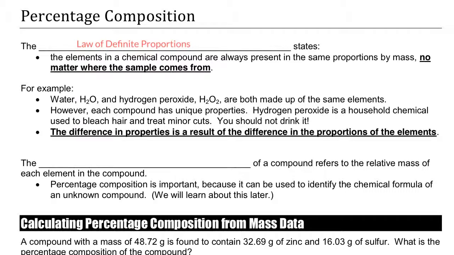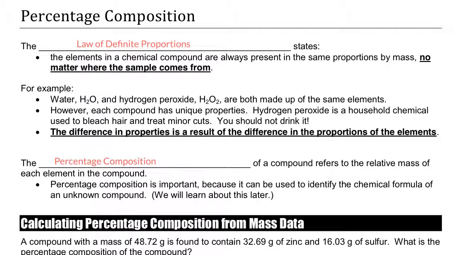The example I have here is water and hydrogen peroxide. They're both made up of the same elements, but the proportions are different. In water, there's a 2-to-1 ratio between hydrogen and oxygen. In hydrogen peroxide, there's a 1-to-1 ratio between hydrogen and oxygen. So the ratios determine the properties of the compounds.